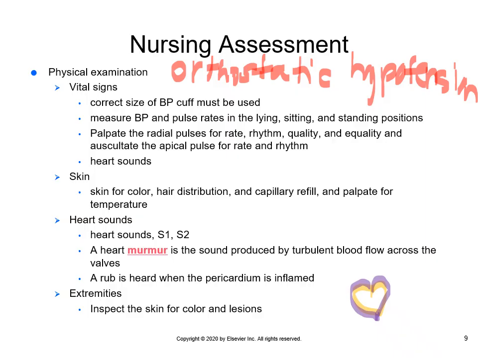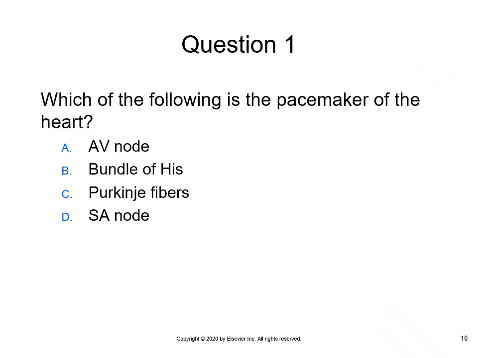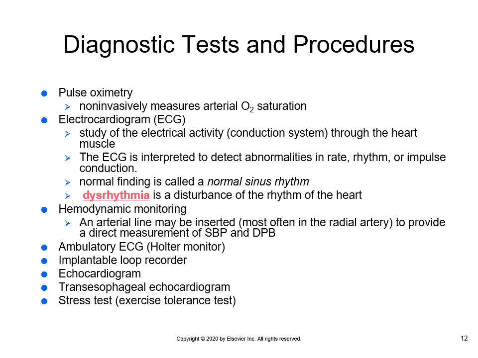All right. In the extremities, we're going to inspect the skin for color and then lesions. Which of the following is a pacemaker of the heart? SA node is the pacemaker of the heart. Okay.